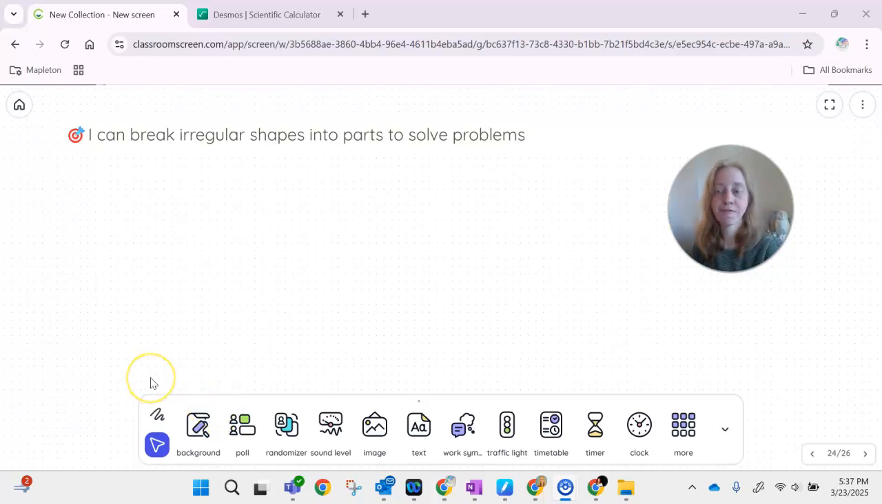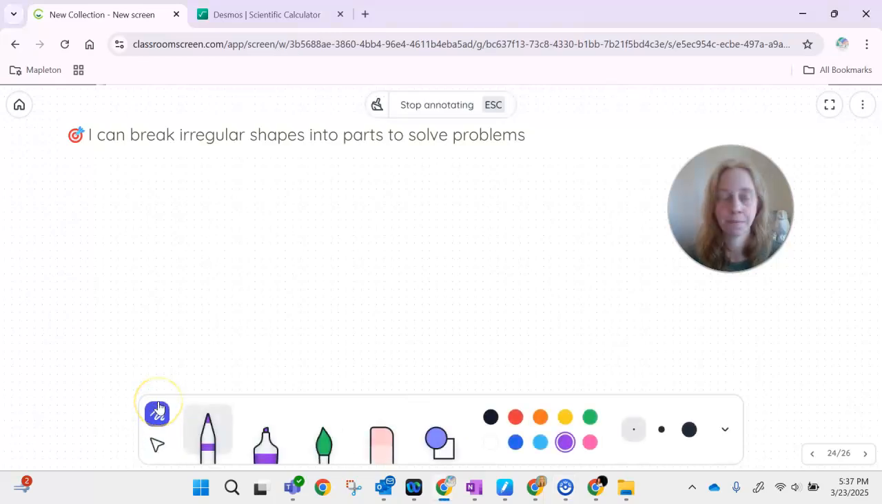Alrighty, welcome to our final video in this lesson. Our goal for this lesson is to be able to say, I can break irregular shapes into parts to solve problems. Go ahead and make sure that you've written the date on your page and that you've got this goal written at the top. Pause the video and come back when you're ready.